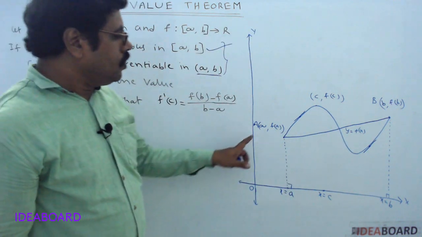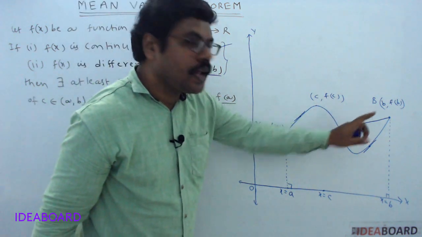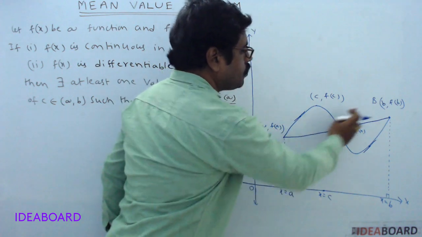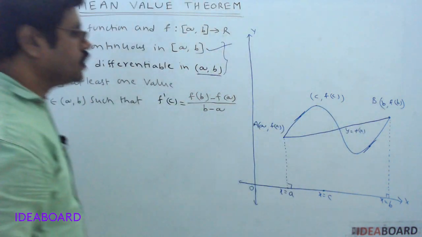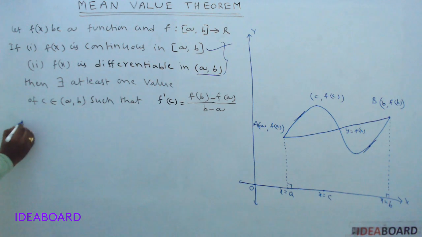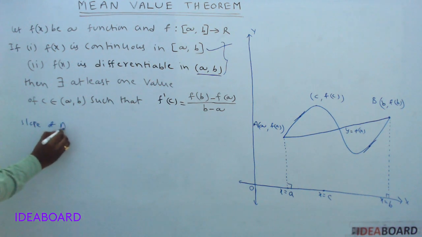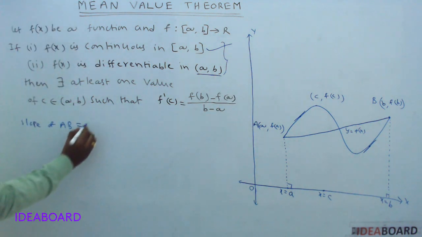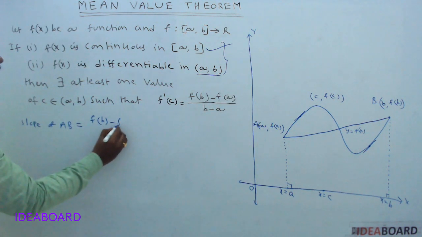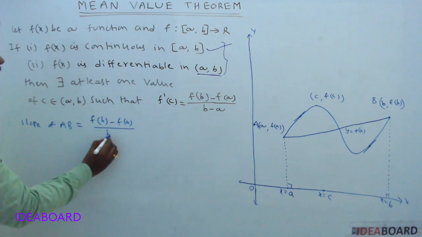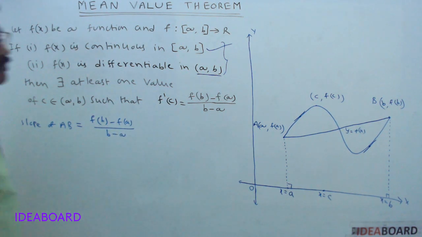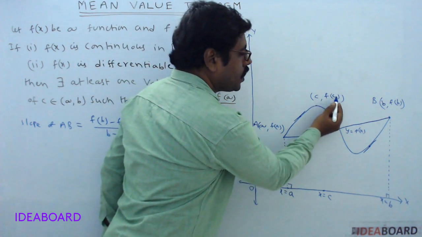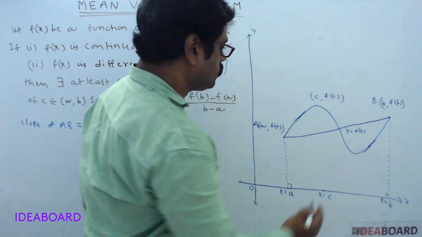Okay, now calculate the slope of the line AB by using the formula: difference of y coordinates by difference of x coordinates. That is, slope of AB equals, what is the formula? Difference of y coordinates by difference of x coordinates. That is f of b minus f of a upon b minus a. Now draw a tangent line at the point c comma f of c to this curve.